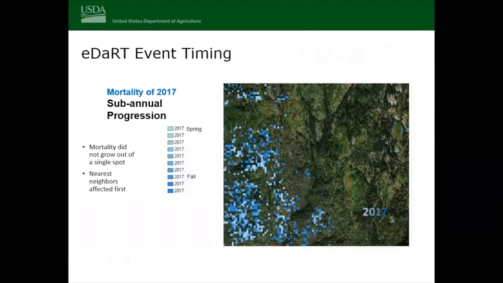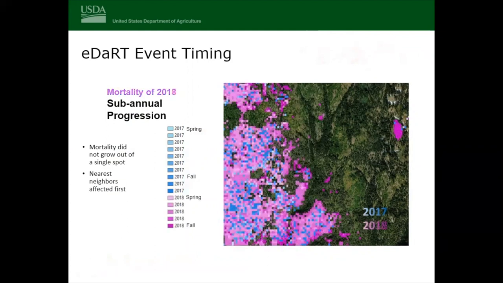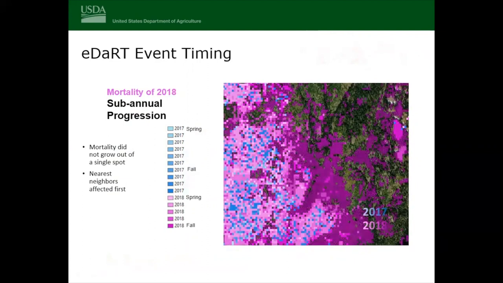So a quick demo of what eDaRT's high temporal resolution gets you. The next few slides show expansion of insect-related mortality over a couple of years. 2017, shown here, had a fair amount of loss. It progressed outward the next year, and by the end of 2018, even more.